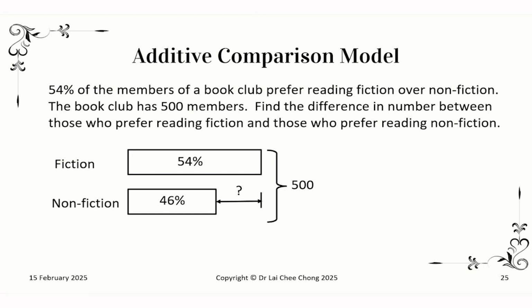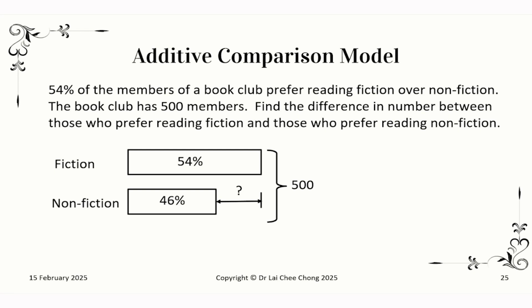And we can see that, since 54% of members prefer what? Reading fiction. That means what? 46% must be non-fiction. Am I right? And the total is 500. That's the number of members. So this is a whole, these are the parts. Part whole again. But even then, the part whole, I will draw it using the comparison model. And the question is, what's the difference in number? Here's a number here. And I think once you see that, it's a lot easier to solve it.